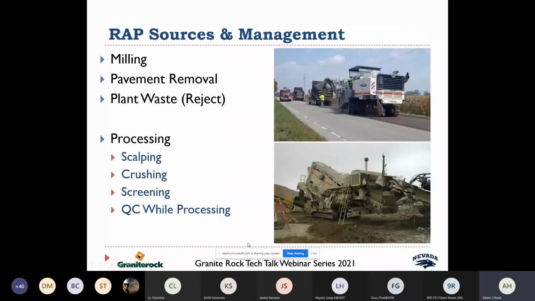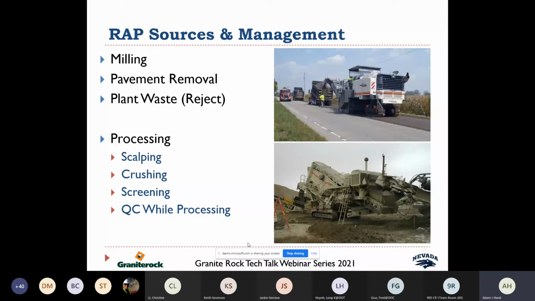So our sources of wrap, commonly it's millings, right? In the top upper right here, I lived in the Midwest for a while. I did a spell in Indiana, and that doesn't look anything like the Bay Area, I know, but that's a milling machine. So millings are the most common source of wrap, and then obviously other forms of pavement removal, and then plant reject from startups and any plant waste that might be available.